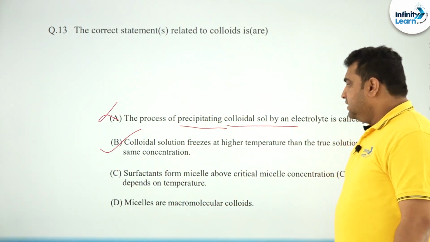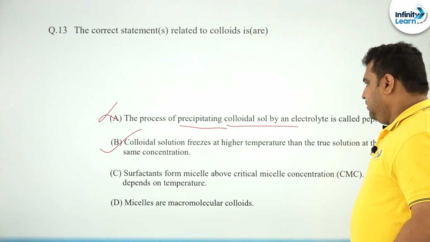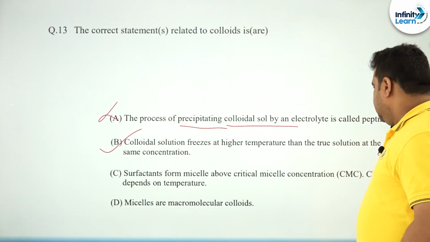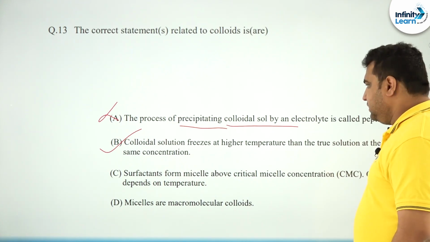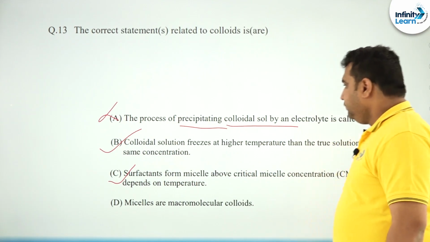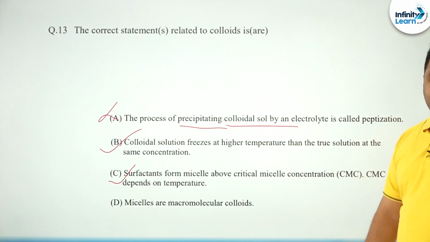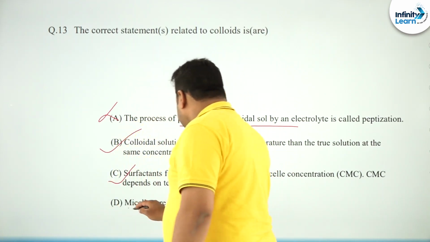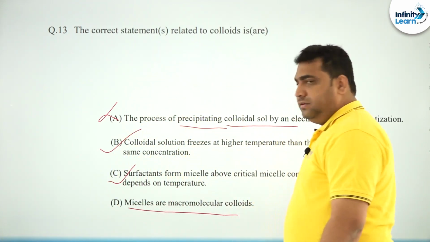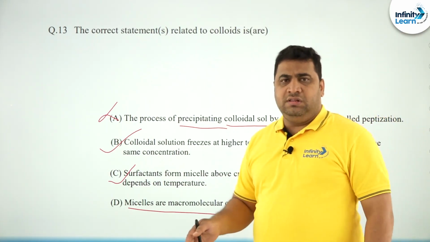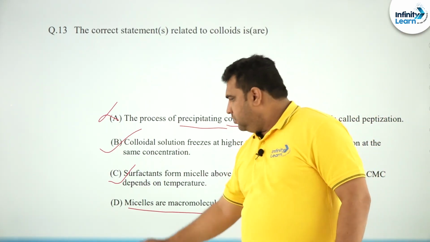Next, surfactants form micelle above critical micelle concentration, CMC depends on, but yeah, correct, this is correct, right. Now the thing is D, micelles are macromolecular colloids. See, they are nothing but surfactants, yes or no, you better know, they are surfactants basically. So, the D option goes wrong.